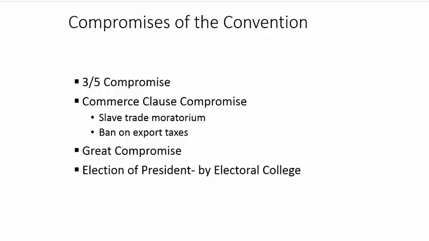Now, they really punted on the issue of the election of the president. When we get to the presidency, we'll discuss the various options that were presented. Ultimately, they decided to create an electoral college which would perform the duty.